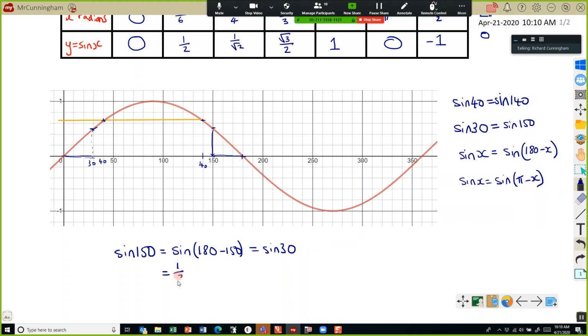So sine of 150 is 1/2. And this is really, like I said, really important for non-calculator papers. They may give you something like sine of 120 degrees. Sine of 120 degrees is going to be the same as sine of what? Okay. And does somebody else want to explain why?